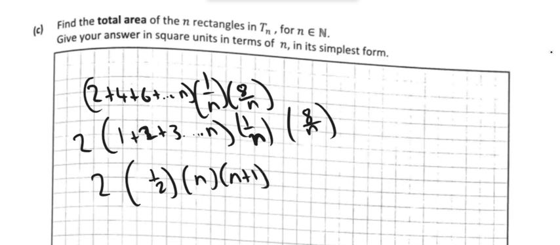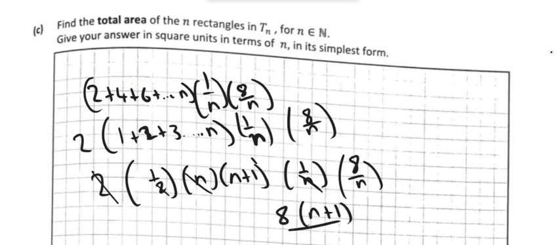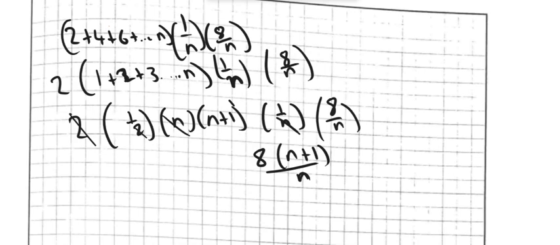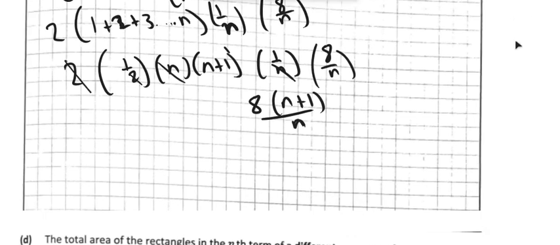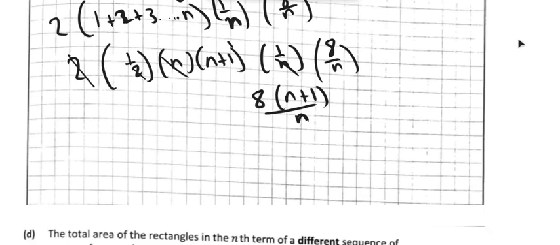That's just the general form of that sequence, the natural numbers going up one by one. Multiply all that by 1 over n, and multiply that by 8 over n. So that n and that n will cancel out, and then the half and the 2 cancel out. So we're just left with 8 times n plus 1 over n. So that should be it then. You can call it 8n plus 8 over n if you want.